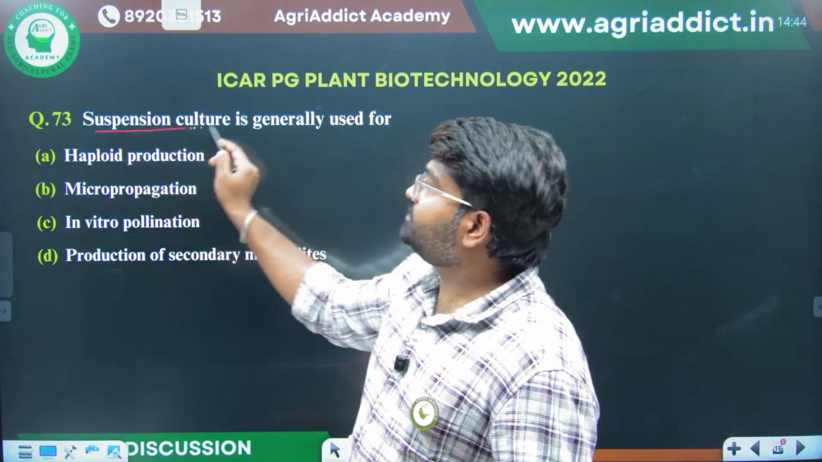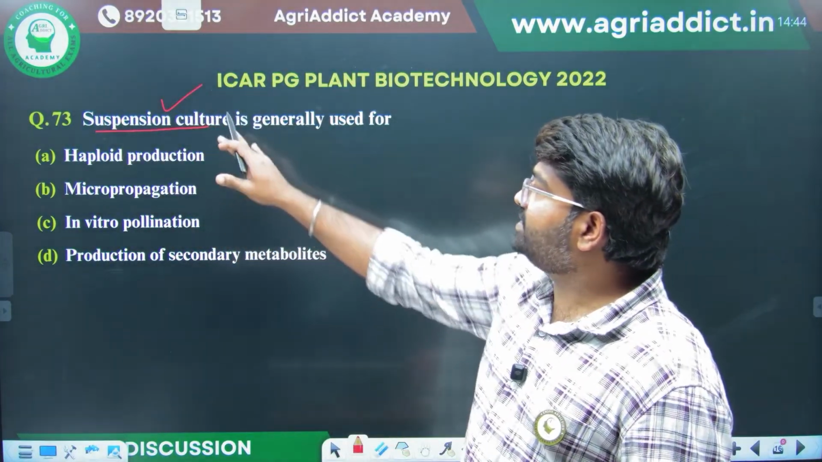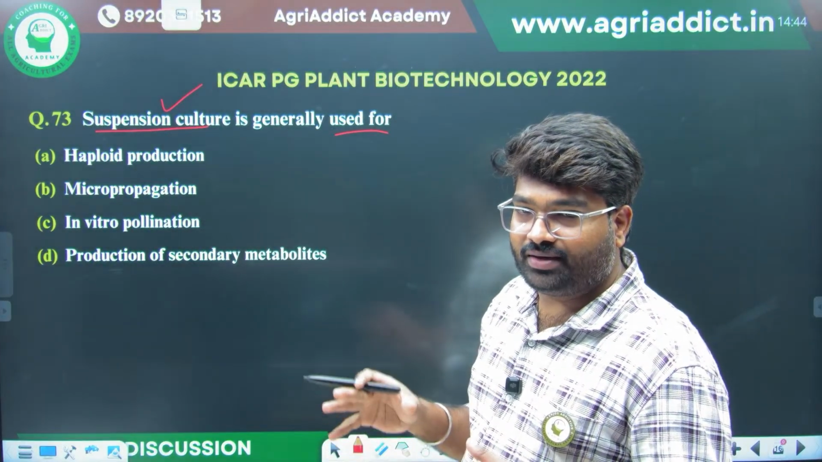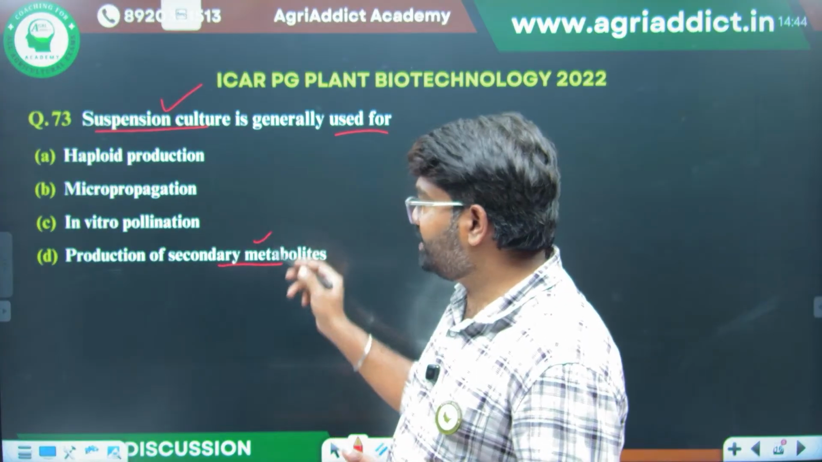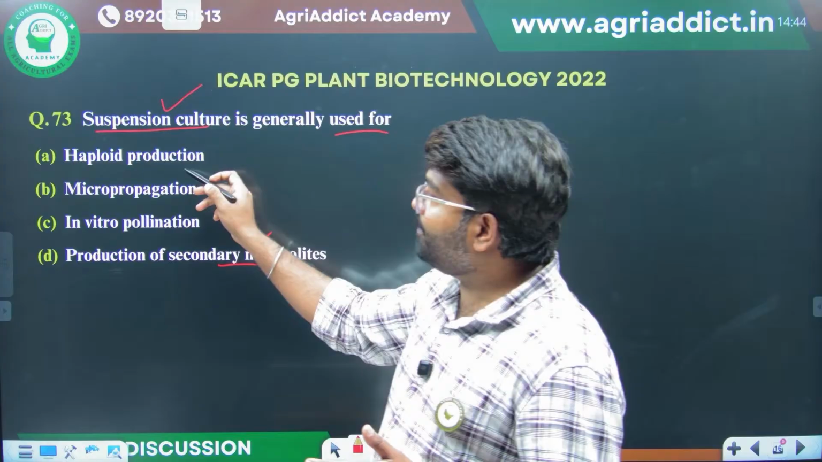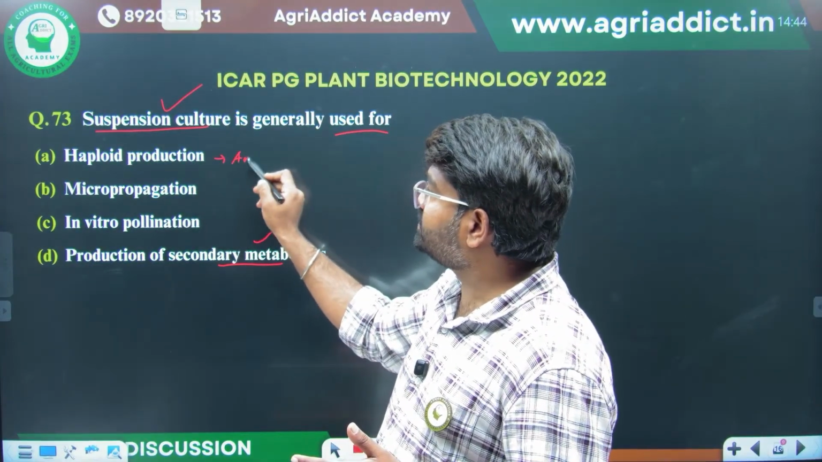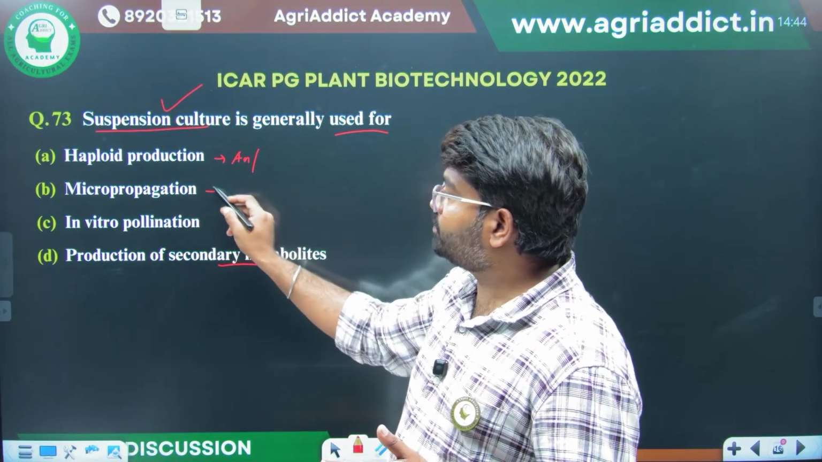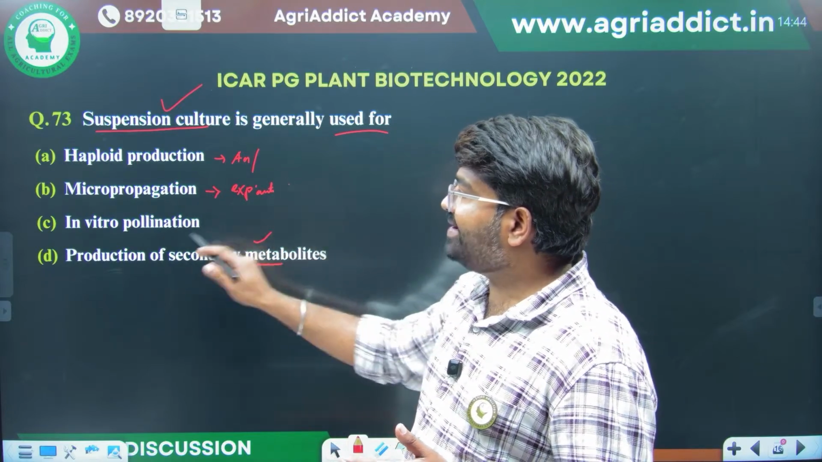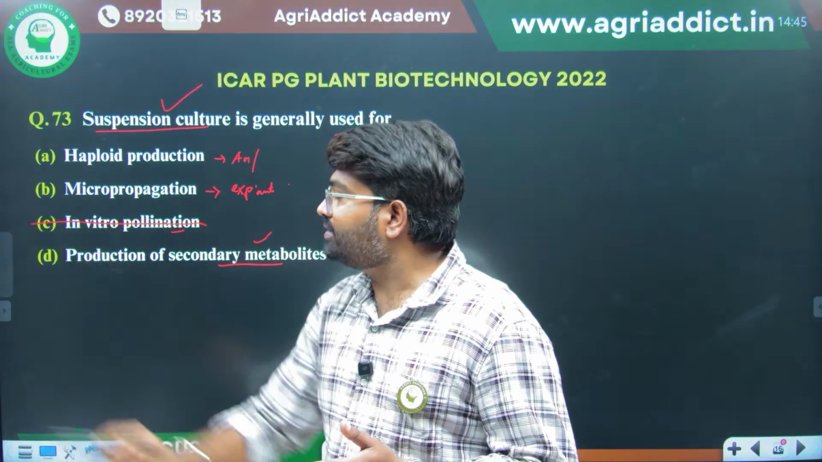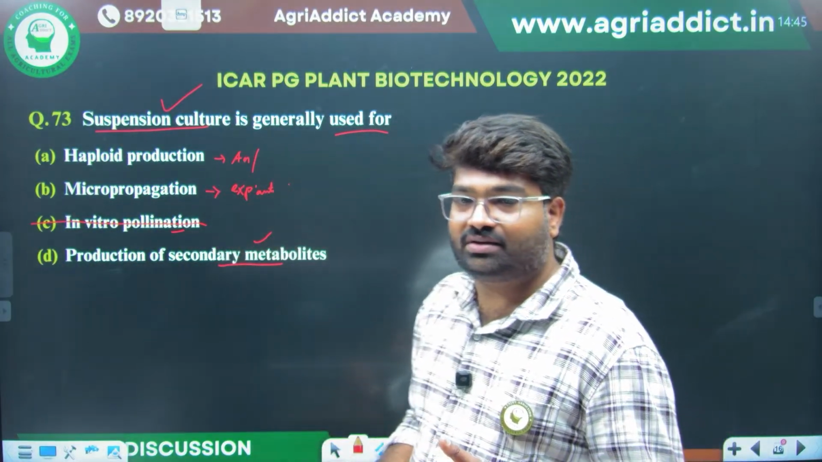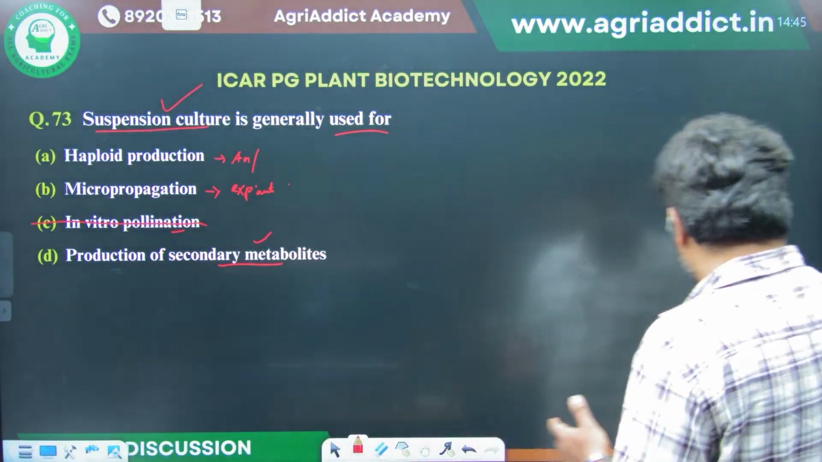Suspension culture, we have seen this in the morning session. Suspension culture is generally used for what purpose? It is used for the production of secondary metabolites. Haploid production, we use anther culture. Micropropagation, we take different explants and cultivate them in tissue culture. In vitro pollination will not come in this. So the right option for suspension culture is production of secondary metabolites.